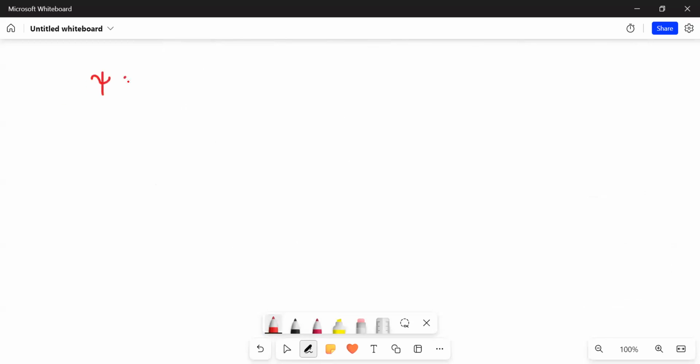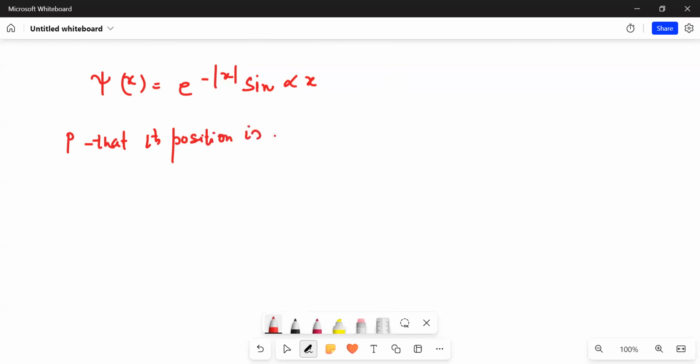Let's say a particle is represented by the wave function psi x is equal to e to the power of minus modulus of x sine of alpha x. We want to find the probability that its position is to the right of x equal to 1. We want to find the probability such that its position is to the right of 1.